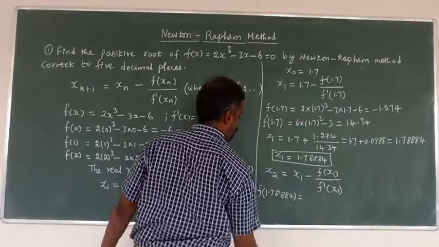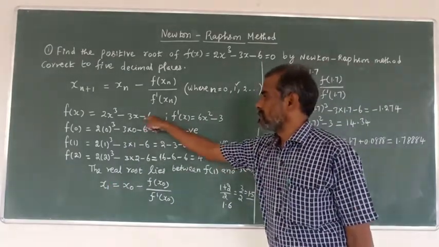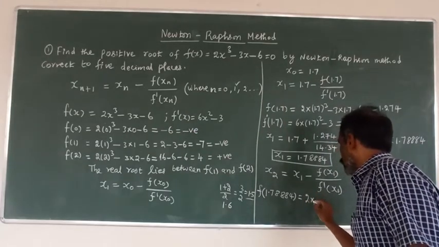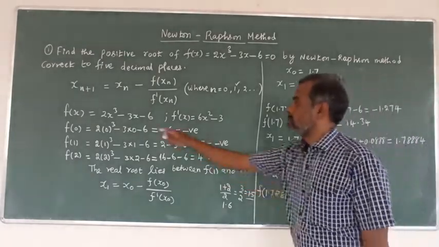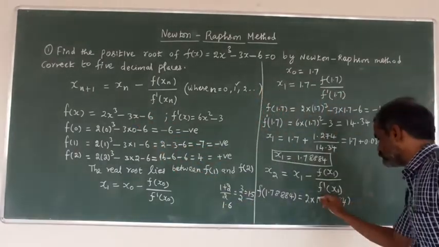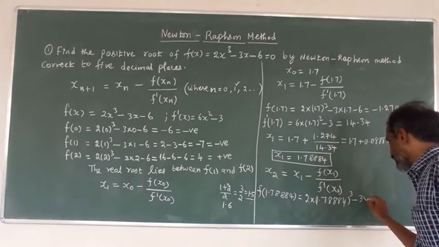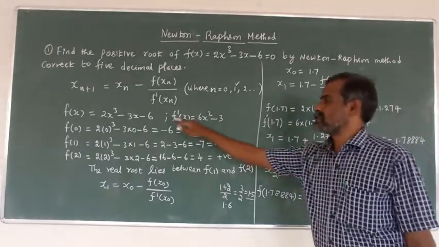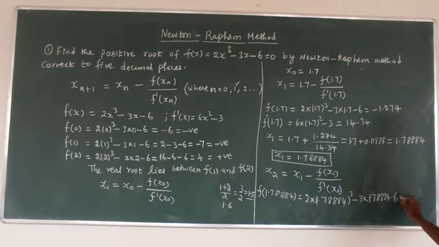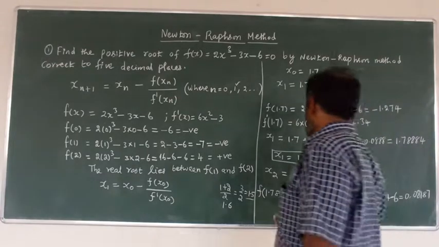1.78884. f of x, this one, equals 2 into 1.78884 cube minus 3 into 1.78884 minus 6. We can get the result 0.08187.